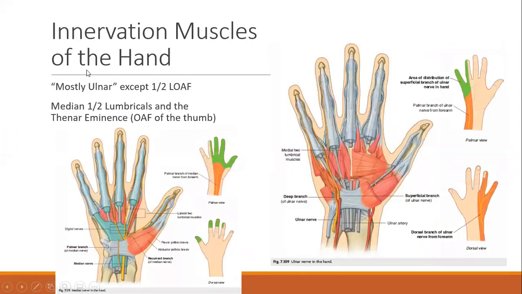Okay, so innervation of the intrinsic muscles of the hand. So innervation for the muscles of the hand is mostly ulnar except for the OAF muscles, the first and second lumbricals, as well as the three muscles of your thenar eminence.